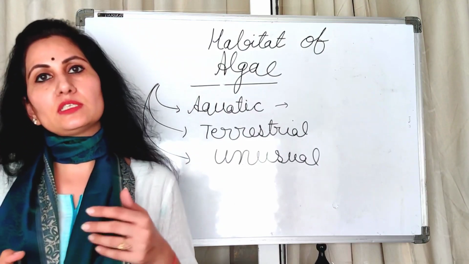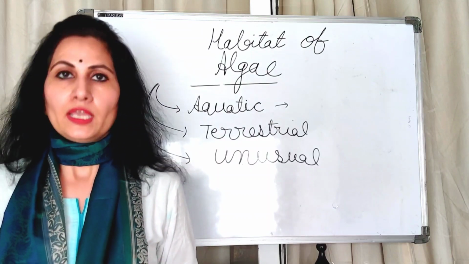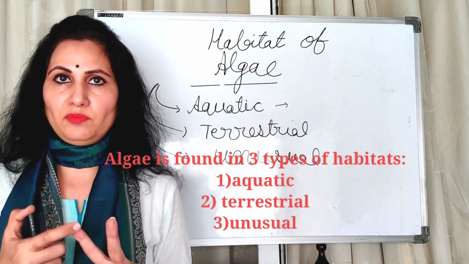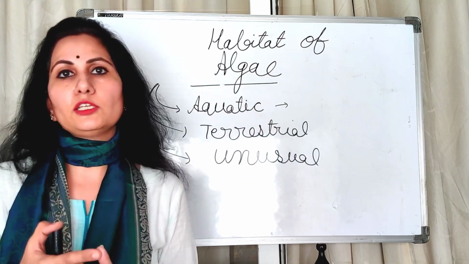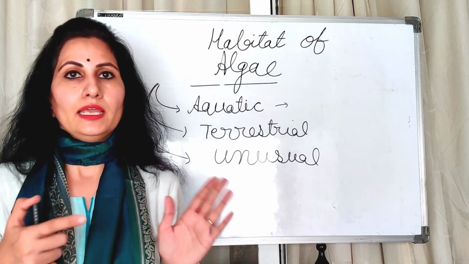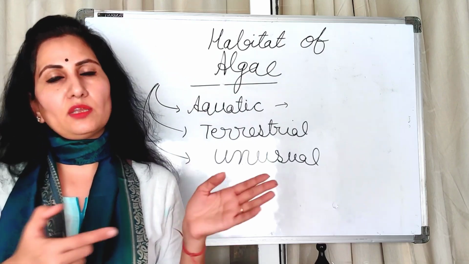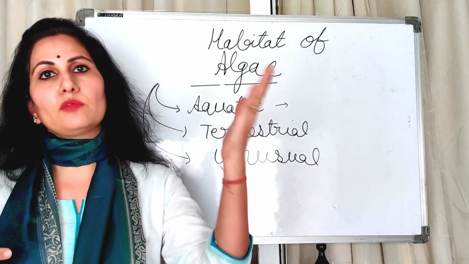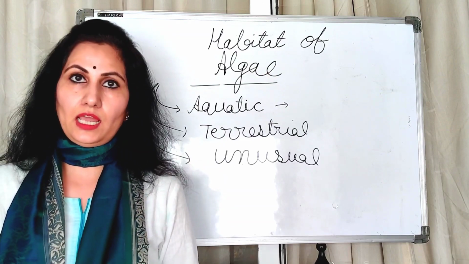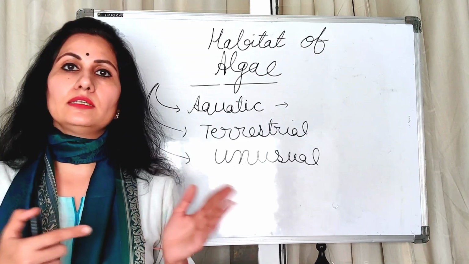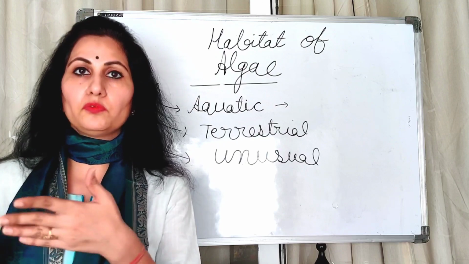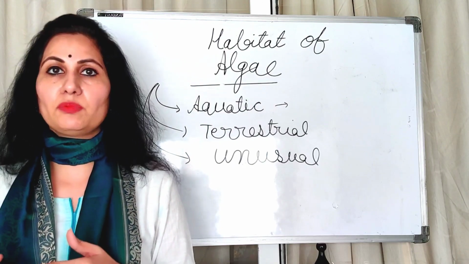So friends, in this lecture we are going to discuss the different types of habitat in which algae grow. Algae are seen in three types of habitats. The first type is aquatic habitat, the second is terrestrial habitat, and the third is unusual habitat. In aquatic habitat, algae can be seen in fresh water as well as in marine water. It can be seen in still water, running water, streaming water, and in water streams. The second type, terrestrial habitat, is the land surface on which algae grow. The third type is unusual habitat, which means any habitat where we do not expect any organism to grow or flourish properly, but algae are still growing there.